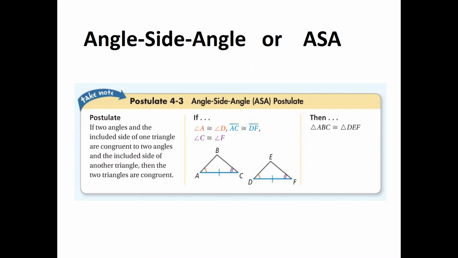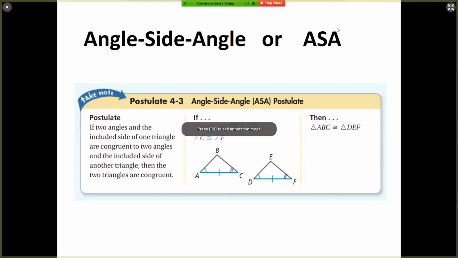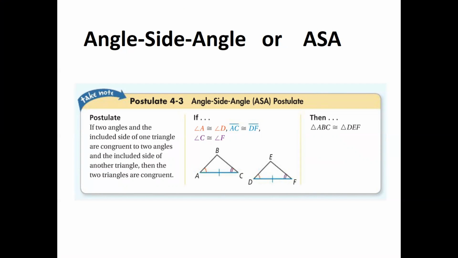So for this congruency, we need two angles and then the included side. If I look at this diagram, we have angle A and angle C. And when we say the included side, that means the side between those two angles, so side AC. The same thing's true about the second triangle because it's marked congruent. The included side is the side that's between the two angles that you know.